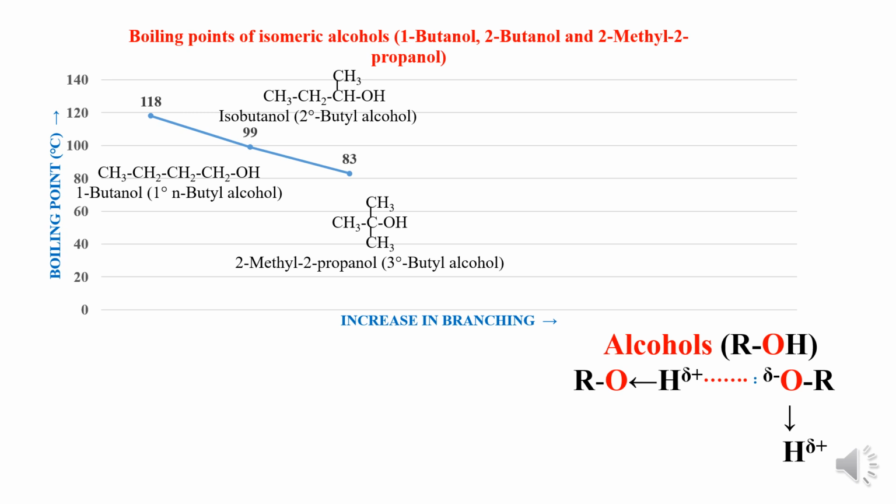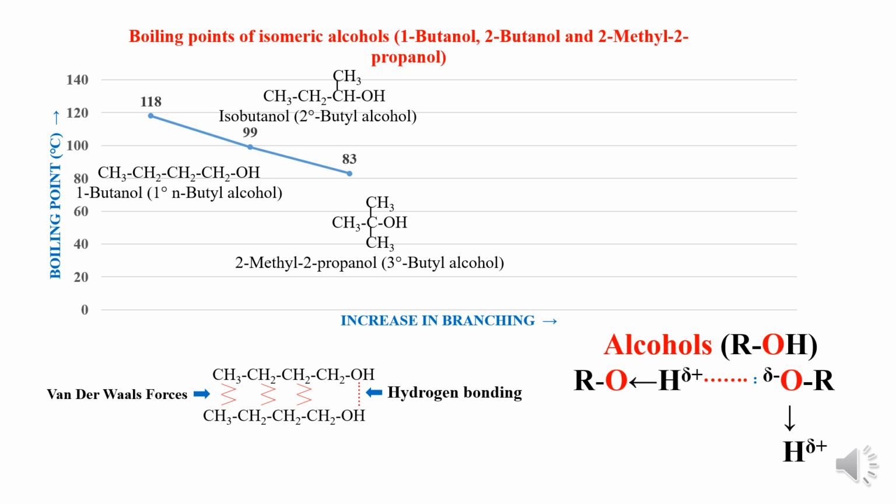So we can see that with increase in branching, there is a corresponding decrease in the boiling point. Now alcohols are organic compounds with hydroxyl group. The functional group in case of alcohols is the hydroxy group, that is OH group, that is covalently bonded or attached to an alkyl group. Here R, capital R, refers to the alkyl group.